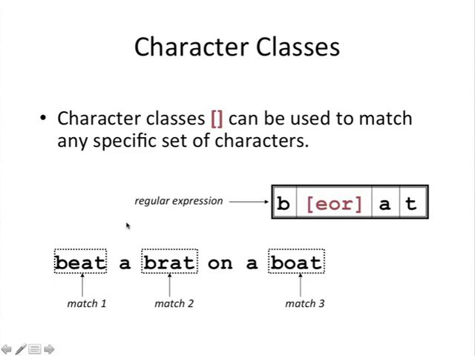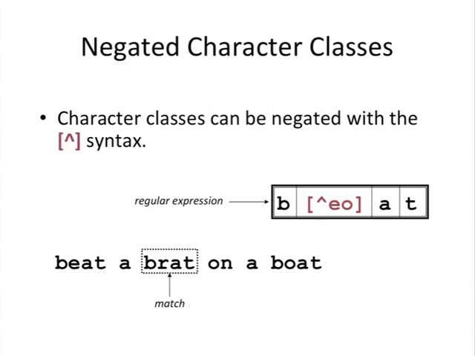Given the sentence, we have 3 matches. That's a match because B is here, then E is among those, A, T. The same here, R is among those, and O is among the characters we are fine with. So we can say the characters we don't want to see as the second character in our example. We are fine with any second character in the string we are looking for besides E and O. That will be a match because R is not among those.